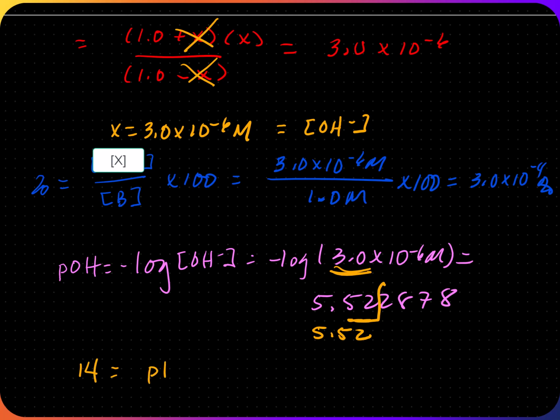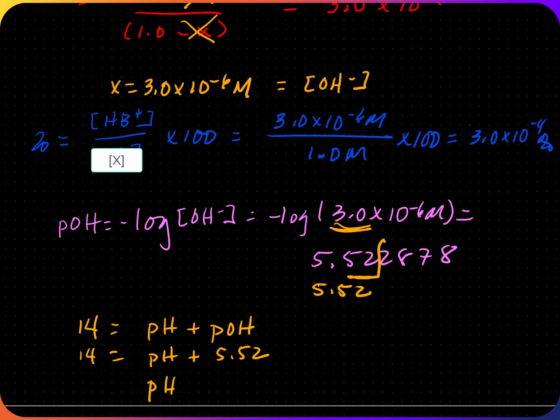14 equals pH plus pOH. So 14 is equal to pH plus 5.52, which is the pOH. So pH is equal to 8.48.